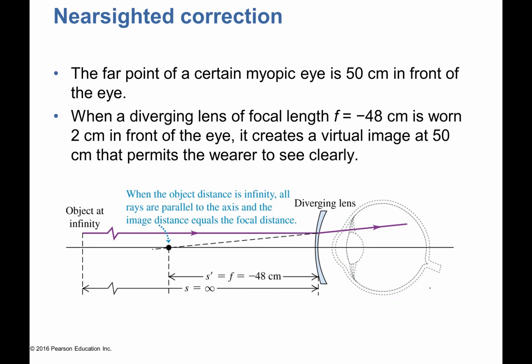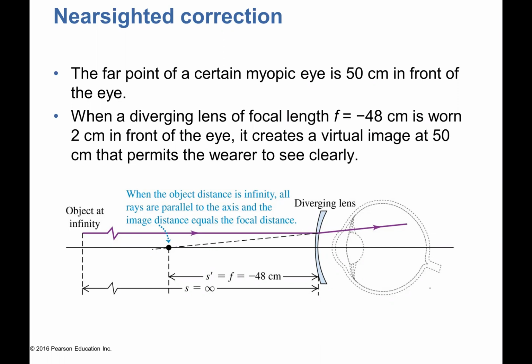lens, okay? So one thing we have is that the far point of a certain myopic eye is 50 centimeters in front of the eye. So when a diverging lens of focal length f equals negative 48 centimeters is worn 2 centimeters from the eye, that means your reading glasses, right? It creates a virtual image at 50 centimeters that permits the wearer to see clearly, okay? Because what it does here is generate a virtual image, right?